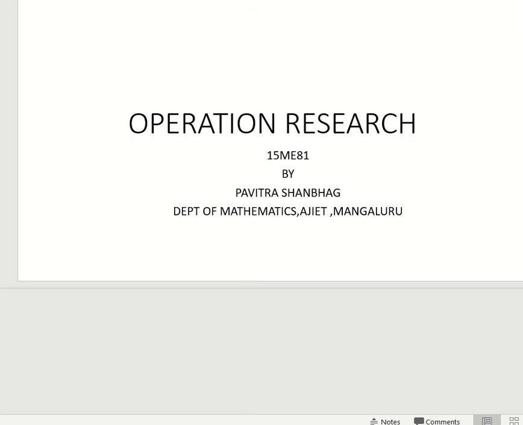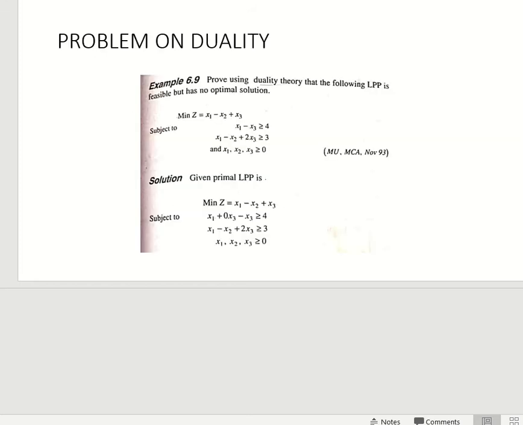In the last class, we discussed the dual of the problem in operations research. Now, let us discuss some problems based on duality. First, we have to check what is given in the question, whether the maximization part is given or the minimization part is given. Now look at one example.